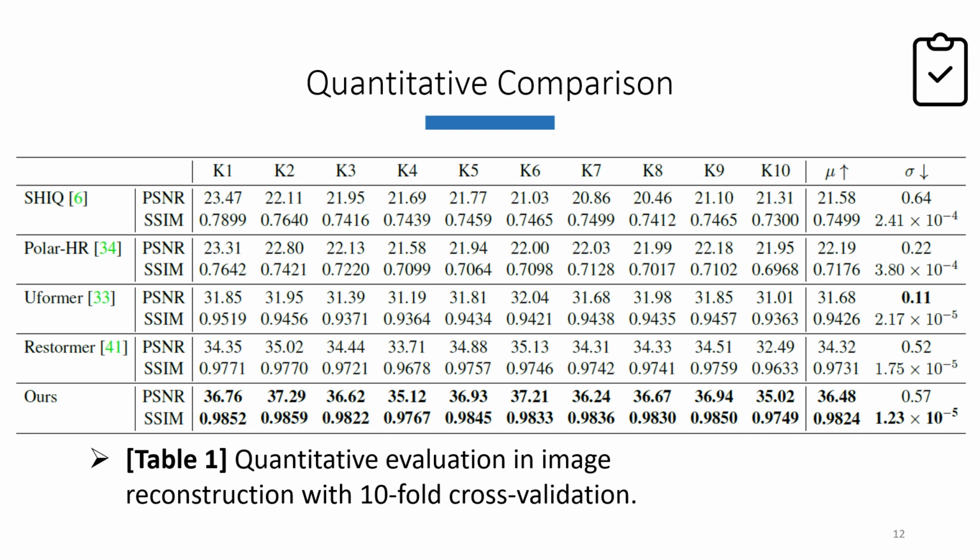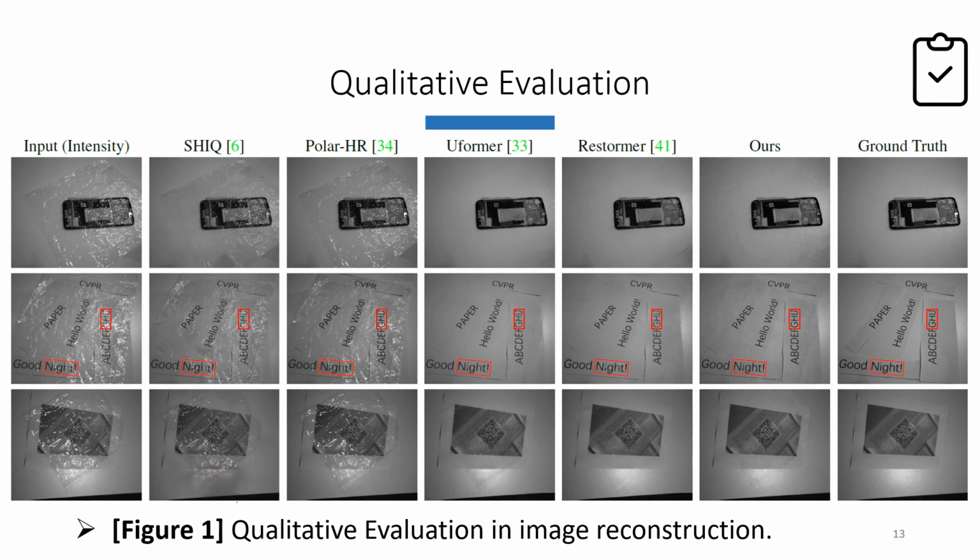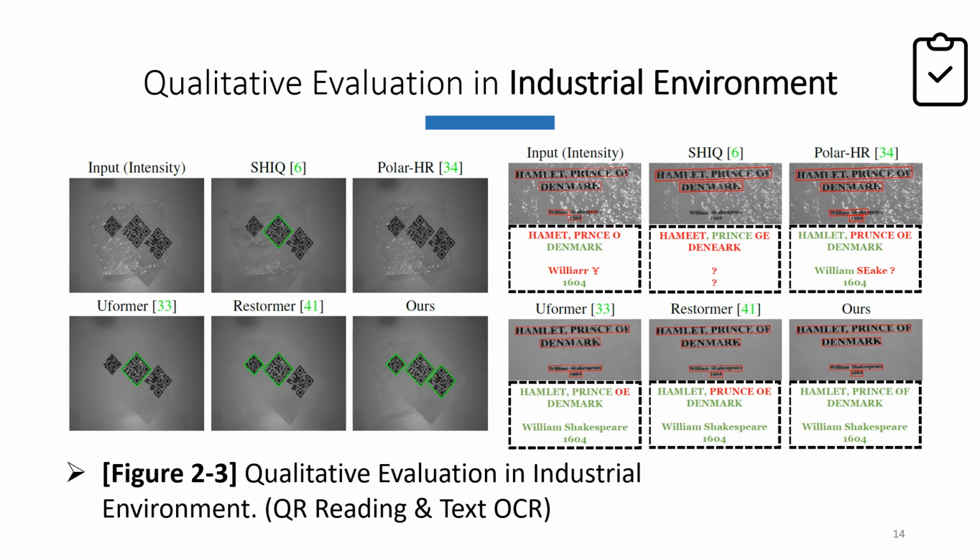In addition, the variance of PSNR and SSIM are 0.57 and 1.23 by 10⁻⁵, respectively, and this proves the proposed algorithm is stable and robust. To evaluate the reconstruction performance of the algorithm in a qualitative way, we show some visual results. To evaluate the effectiveness of our solution in such settings, we conduct 2 tests on 2 downstream tasks: QR code reading and text optical character recognition, text OCR. These tasks are particularly relevant as they require access to raw information, which provides a rigorous test of the effectiveness of our algorithms in industrial scenarios.